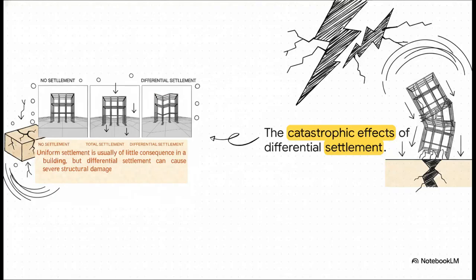Because here's the ultimate threat to any structure. It isn't just settling, it's the absolutely catastrophic effect of differential settlement. When one corner of a building drops further than the rest, it generates these immense shear stresses. It literally bends and tears the structural frame apart, usually beyond repair.